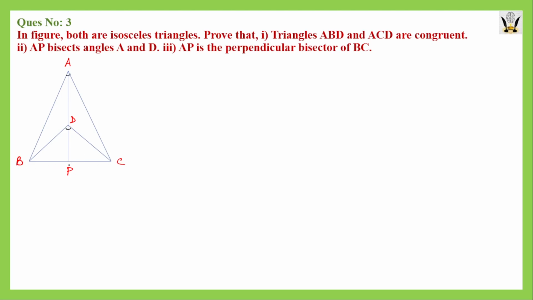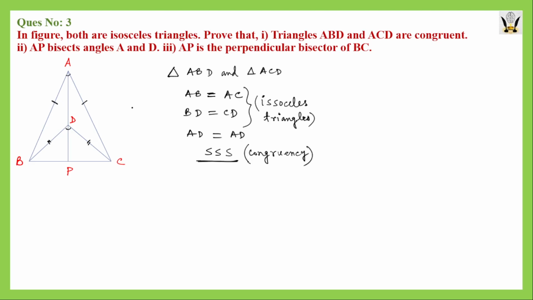Bisector of BC means we have to prove that this part and this part are equal to each other, and perpendicular means this angle and this angle are both equal and both have a 90 degree value. Now if we consider the first part, triangles ABD and ACD, then what we can see here is that since both the triangles are isosceles, AB will be equal to AC, and also from the smaller triangle, BD will be equal to CD, and also AD is the common side.